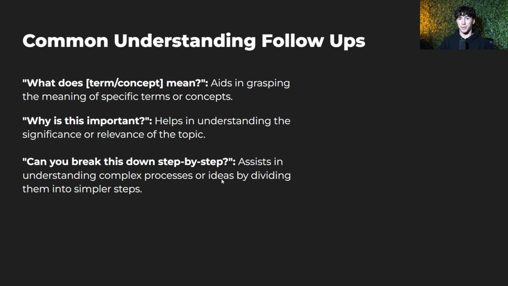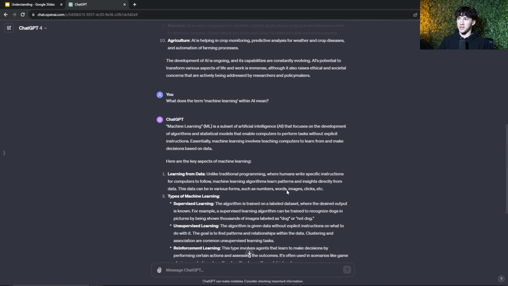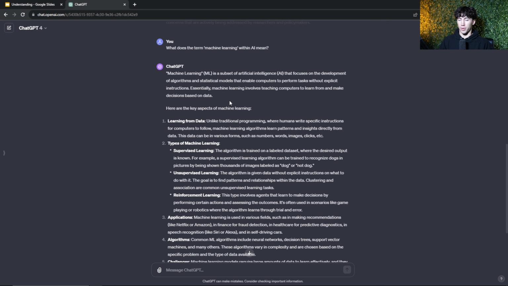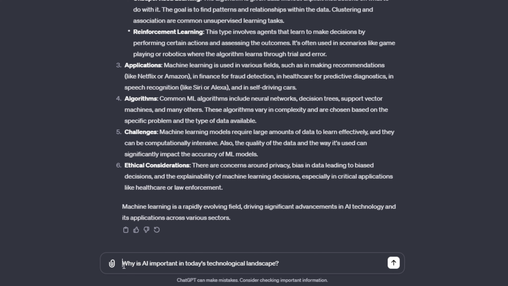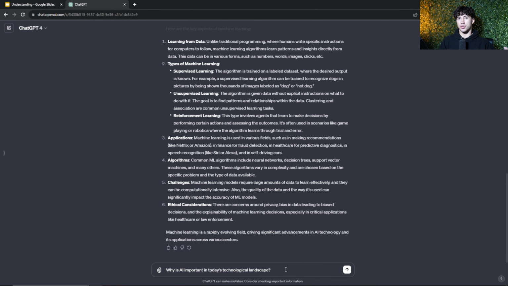These are just 3 common ones in order to get your mind spinning on how you can use follow-ups for better understanding complex topics. So maybe instead of just learning about machine learning and continuing to go down that rabbit hole, we want to just learn why AI is important in general. We want the general idea of why AI is important. So I could ask a question like this: why is AI important in today's technological landscape? So maybe I want to get the general idea of why is AI important in today's technological landscape.